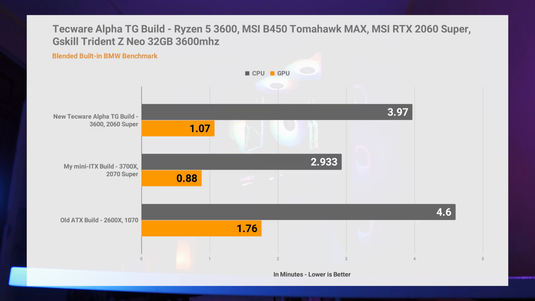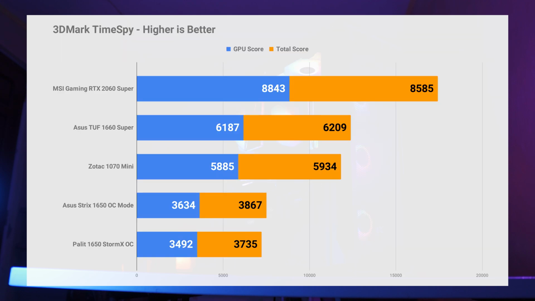Now, in Blender's built-in BMW benchmark, our new build right here with a 3600 processor and a 2060 Super graphics card was able to perform decently well and as expected in between our old ATX build with a 2600X and a 1070 and my current mini ITX build with a 3700X and a 2070 Super. Now, here's the rest of the synthetic benchmarks, especially in 3D Mark.